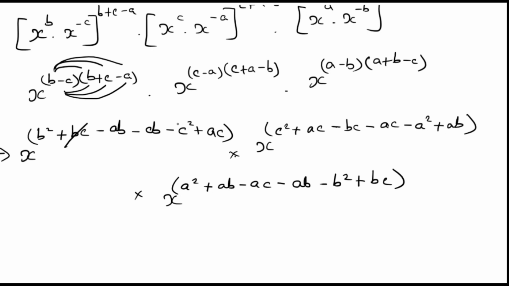Here plus B into C and minus B into C can be subtracted, and plus AC and minus AC can be subtracted, plus AB and minus AB can be subtracted. Now the bases are same, x into x into x, so all the powers can be added together.